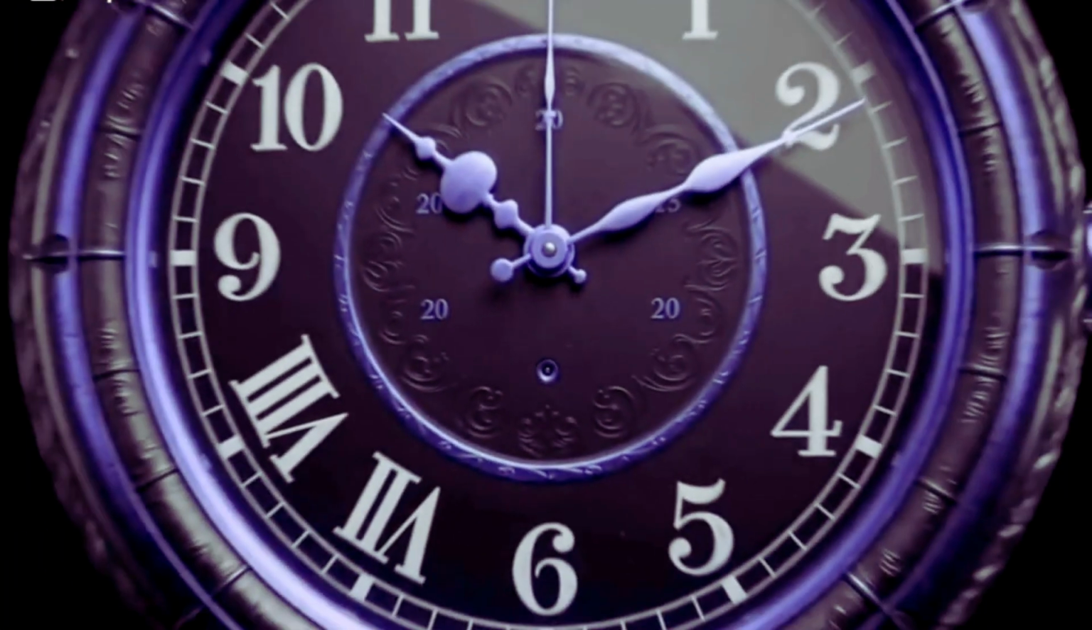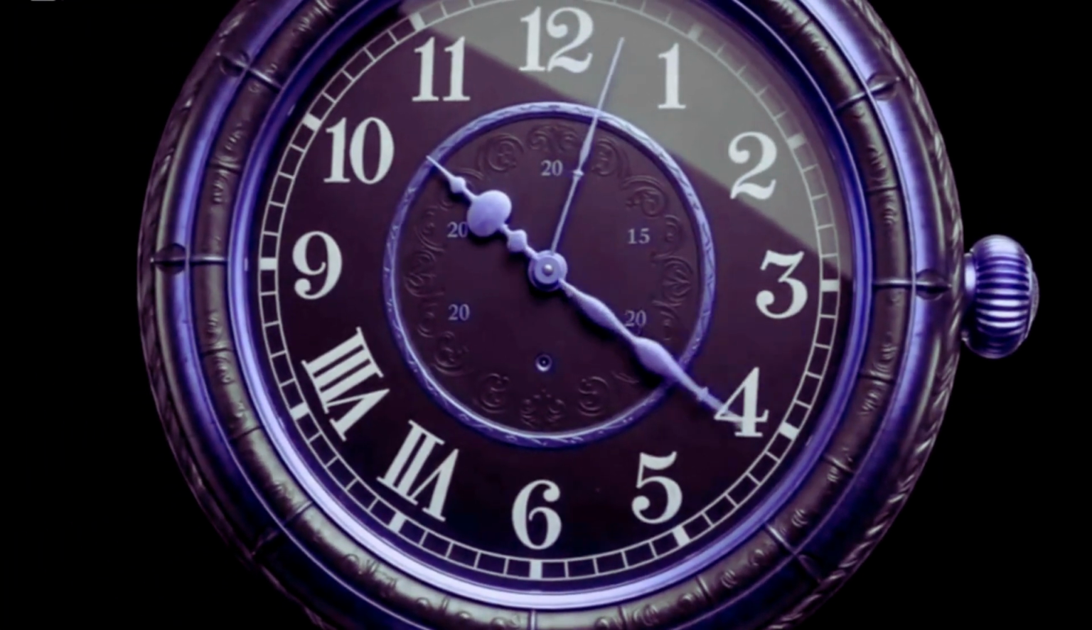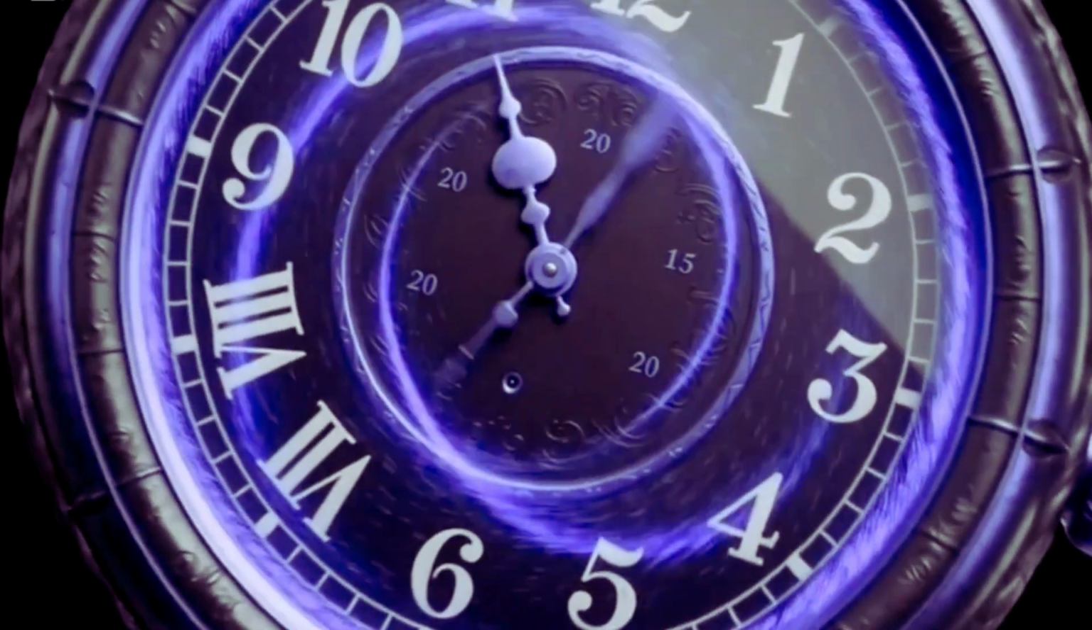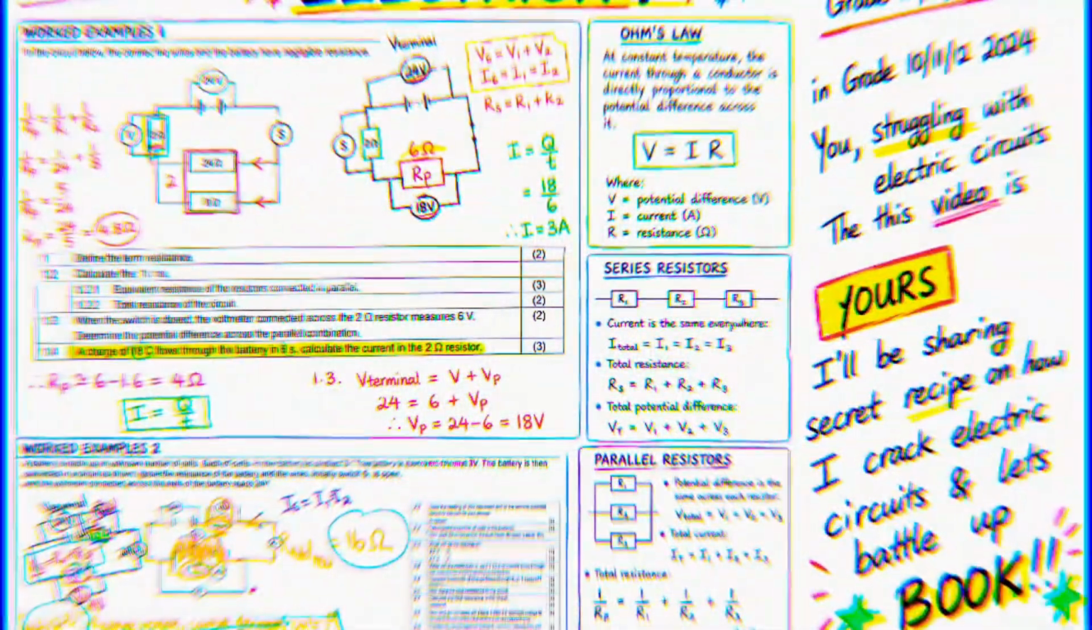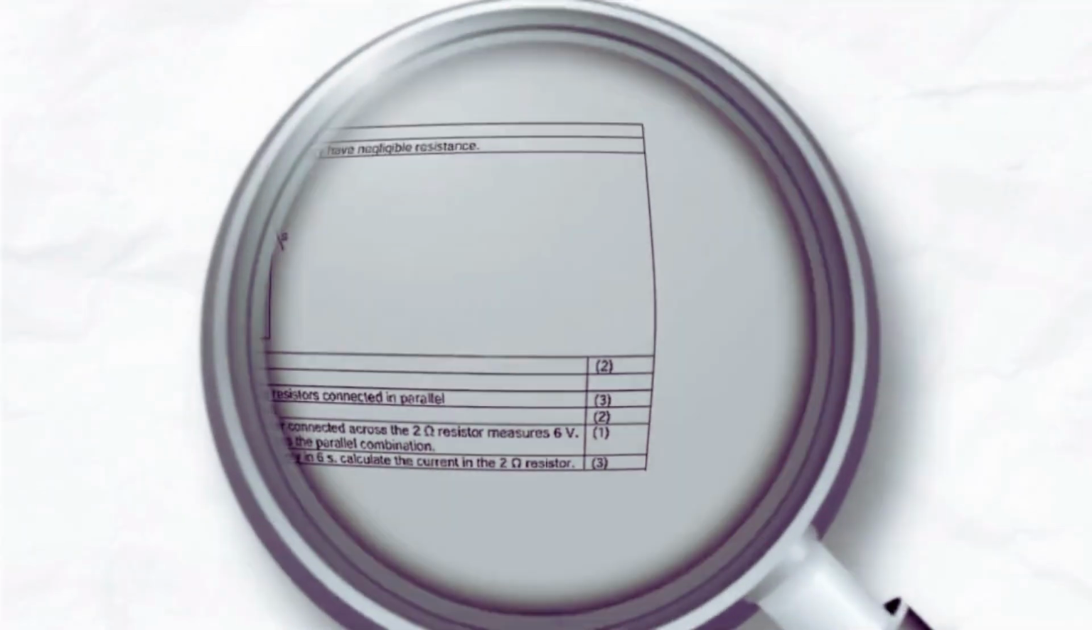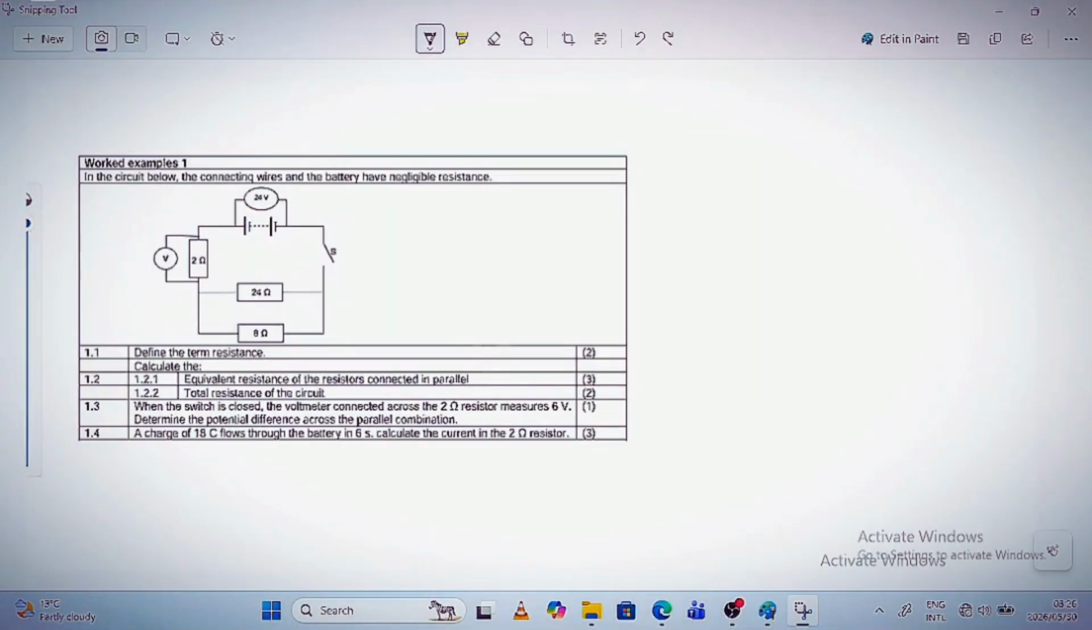If you're in grade 10, 11 or 12 and you're struggling with electricity, then this video is yours. In this video, I'll be sharing my secret recipe on how I cook electric circuits. Paddle up, let's cook. So let's look at this worked example 1.